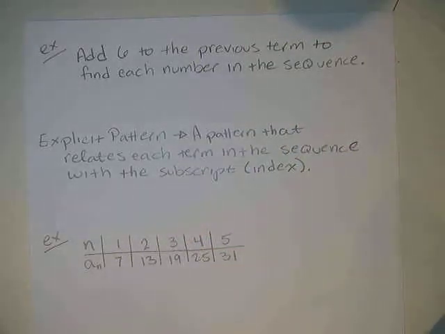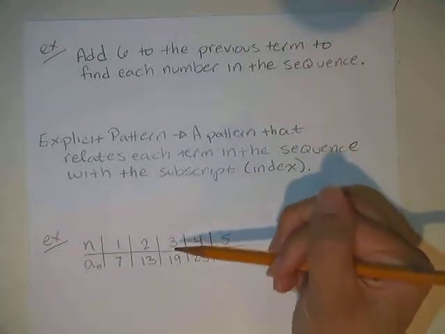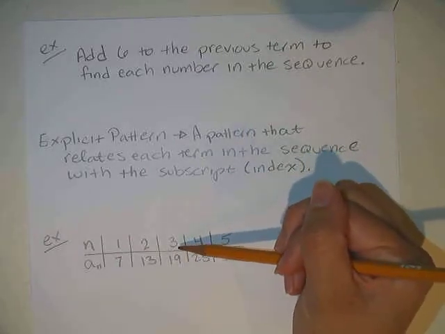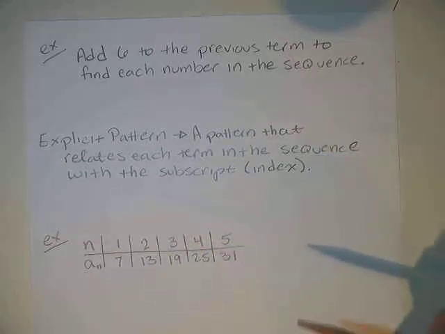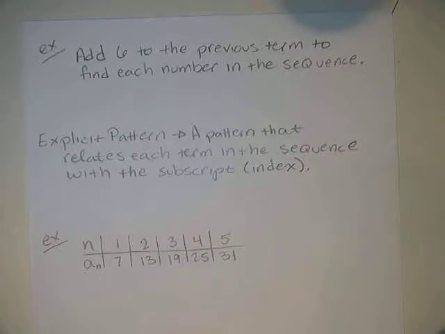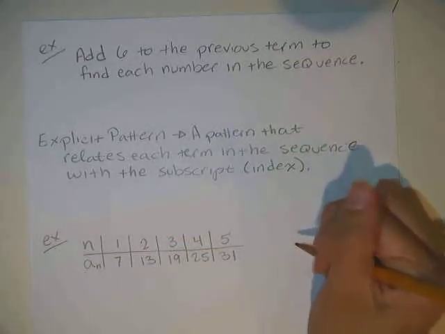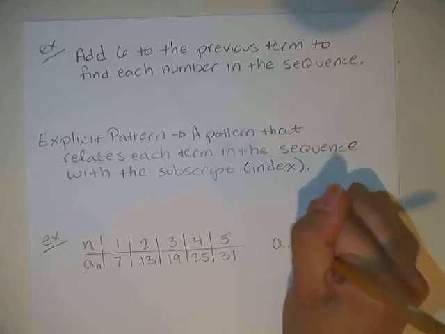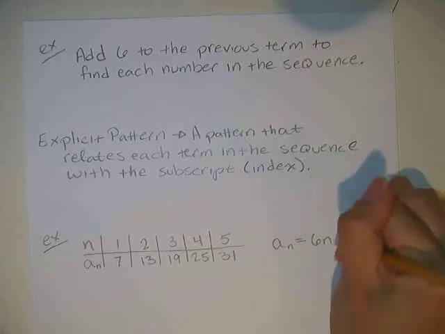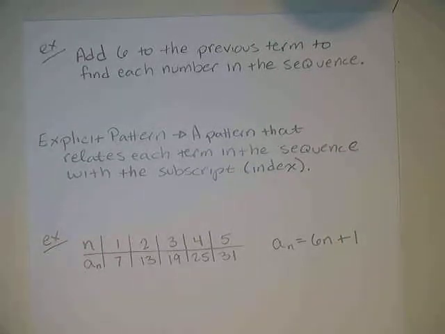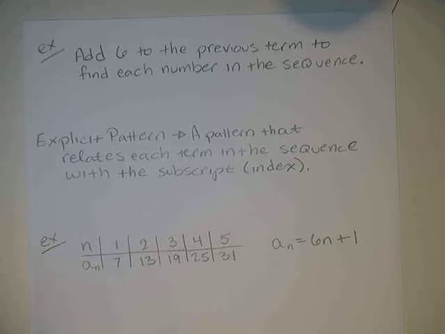Push pause and see if you could figure out the pattern or this formula that will take you from the top to the bottom. To get from the top to the bottom, you have to multiply the top number by 6 and then add 1. And this works for every single number that we have in the sequence. So we could write the explicit formula or explicit pattern as a sub n equals 6n plus 1.